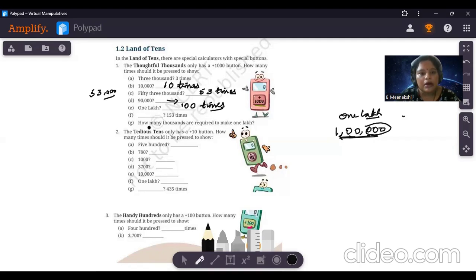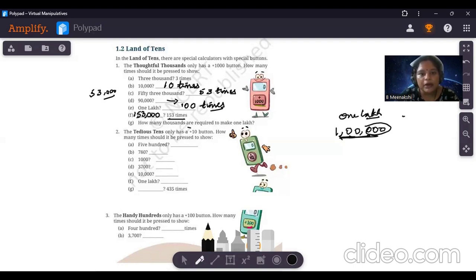Now, the answer here is given as 153 times. So what will be the number that is being displayed? Very simple. 153 times 1000 is 153 followed by three zeros. And if you put a comma according to the place value system, you'll get 1,53,000. So in the calculator, 1,53,000 will be displayed.